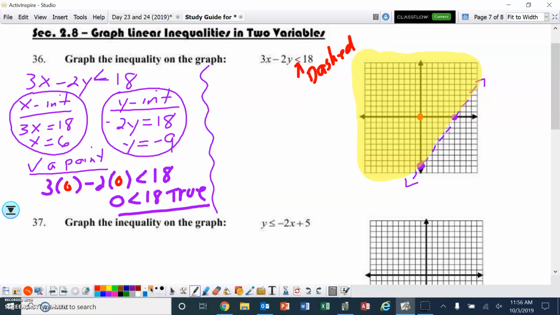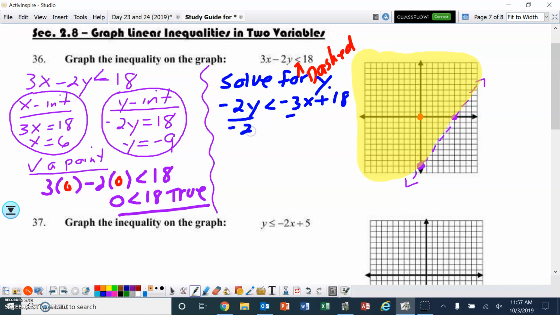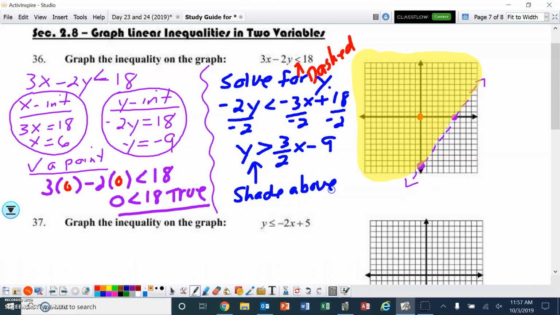Okay, the other option is to solve for y. So I would subtract 3x and then I would divide by -2. And don't forget to flip the inequality, and this becomes y is greater than positive 3 over 2 x minus 9. Well, y is greater than, so that means shade above the line. The y-intercept is -9. Well, I already knew that. That's right there.